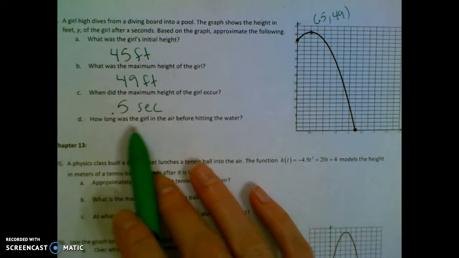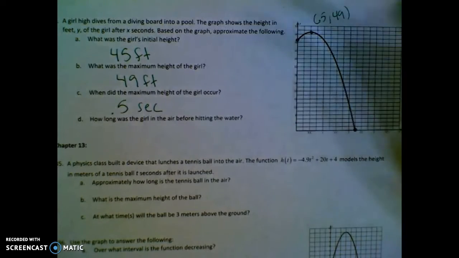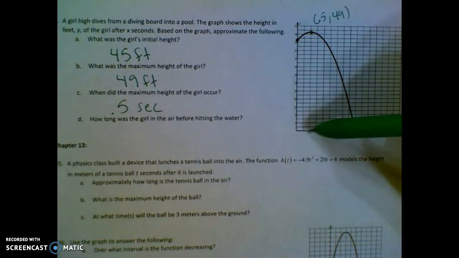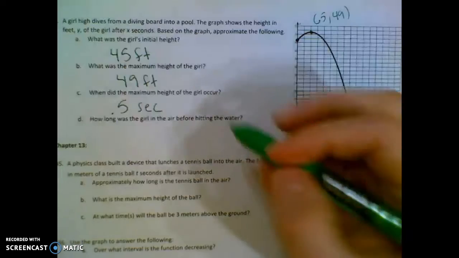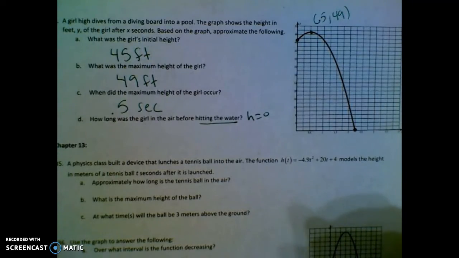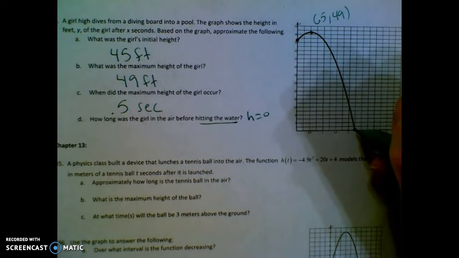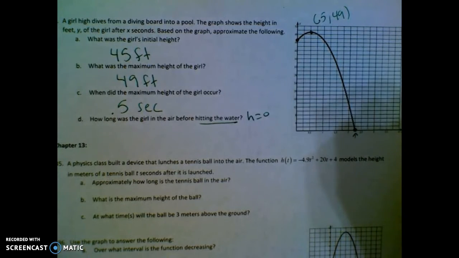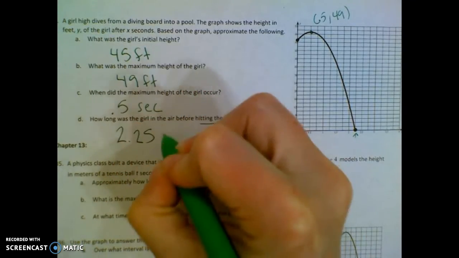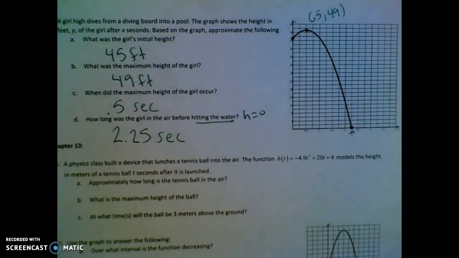And how long was the girl in the air before hitting the water? Well, this graph follows the height of the girl over time. So when she hits the water, her height is 0. Usually when things are hitting the ground or hitting the water, or how long was something in the air, generally you're looking for a 0. So go down here and see what that is. And that looks like 2.25 seconds.